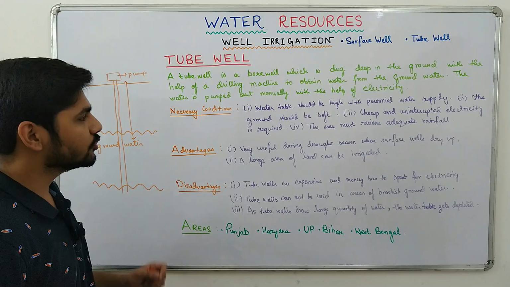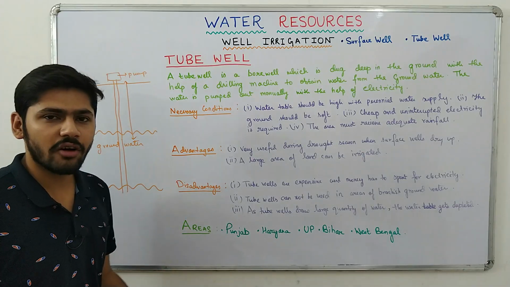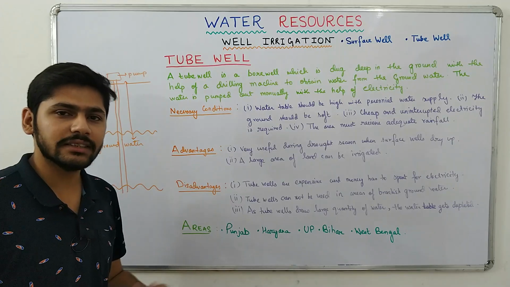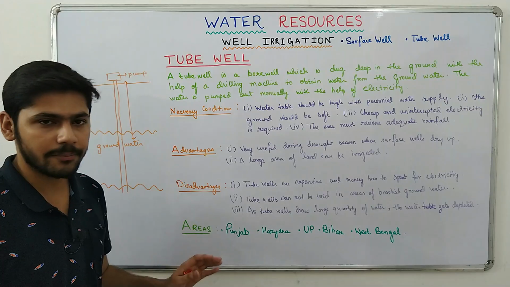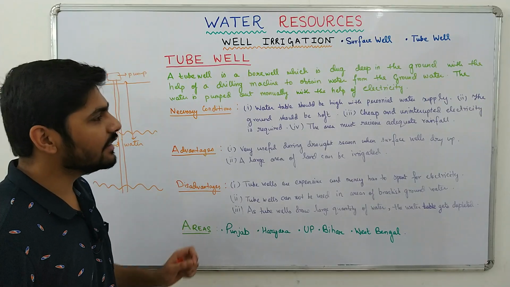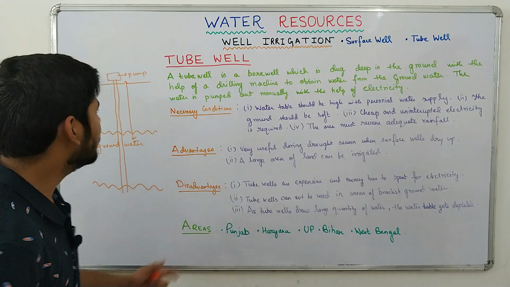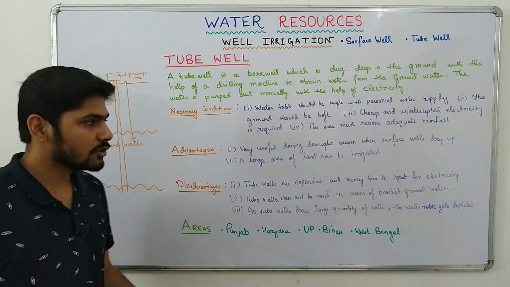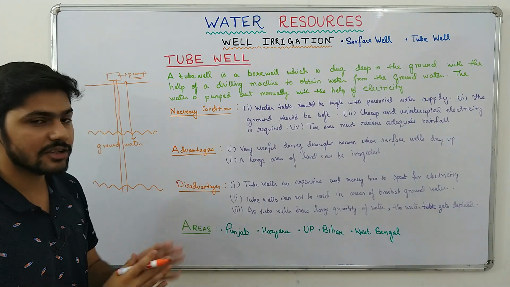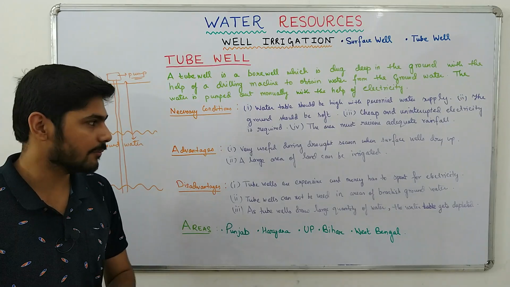Then the ground should be soft. Now if the ground is soft, the digging is easy. If the ground is hard, then the digging will be very difficult. So soft ground is required. Then cheap and uninterrupted electricity is required. Now if we have a pump over here, to run the pump we need electricity. So electricity is required, which has to be cheap and uninterrupted.